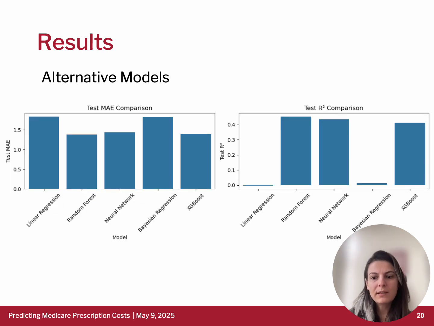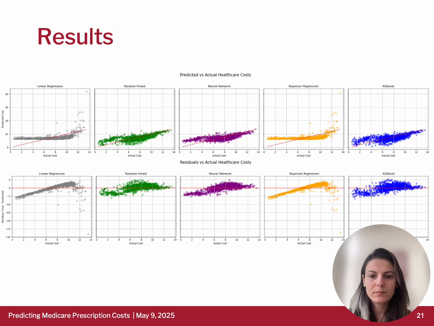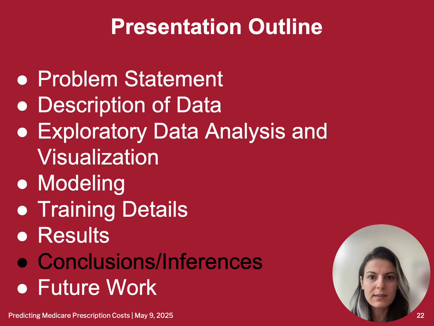When we compare model performance, random forest stood out as the best overall performer. It had the lowest mean absolute error and gave relatively consistent predictions across different cost ranges. Linear regression performed worse, particularly for individuals with high costs. The neural network and XGBoost models came close to random forest but didn't surpass it in terms of accuracy. Interestingly, Bayesian regression didn't offer much improvement. It seems that modeling uncertainty alone isn't sufficient for strong results.